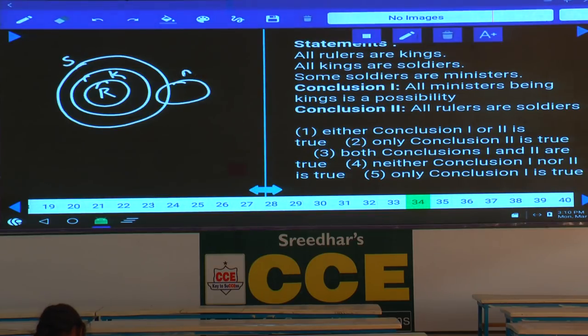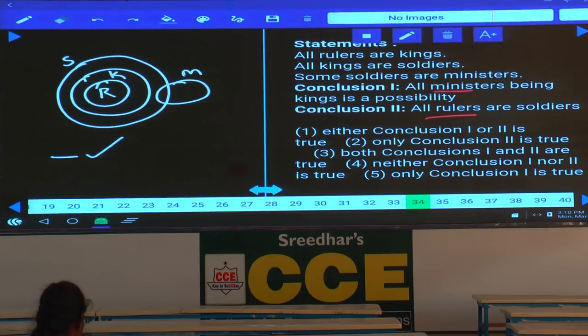Some soldiers are ministers can be written like this. Then the first one is a possibility, and the second one is a definite conclusion. All rollers are soldiers is definitely true. Then let us check the first one, the possibility. All ministers are kings is possible, isn't it?